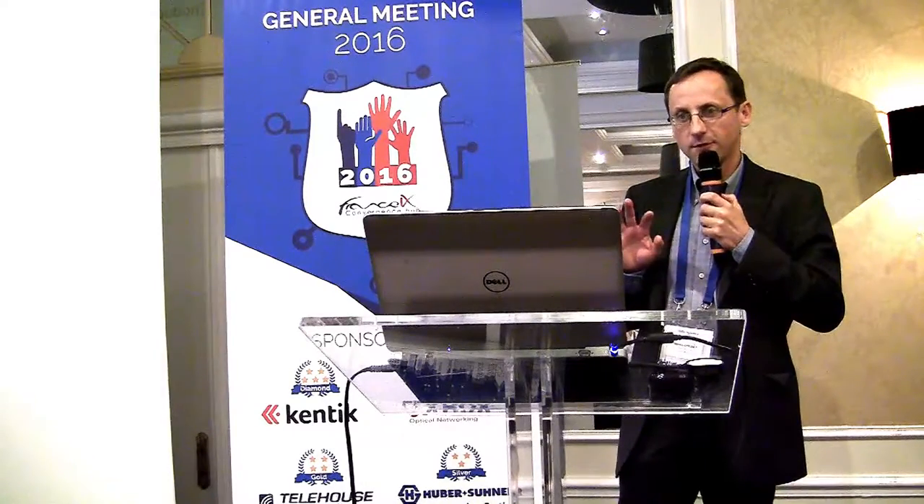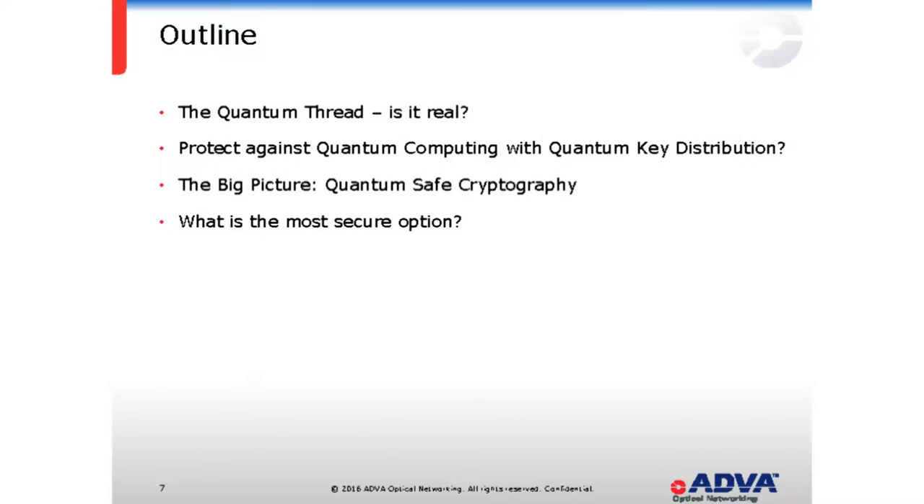So that leads me to the outline of my talk. I want to first look into the quantum threat, so the threat of the quantum computer to secure communication. Is it real or not? We want to look into quantum key distribution, whether that's really the solution to protect against quantum computing. We want to then, in the third step, have a look at the bigger picture of quantum safe cryptography in general, and then hopefully see what's actually the best solution, the most secure option for future security.